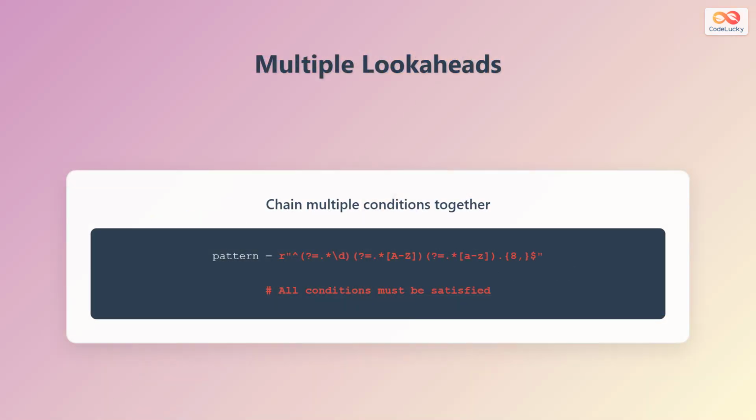To enforce multiple conditions, you can chain multiple lookaheads together. For example, a pattern like ^(?=.*\d)(?=.*[A-Z])(?=.*[a-z]).{8,}$ ensures that all the conditions such as digit, uppercase, and lowercase must be satisfied in the password.